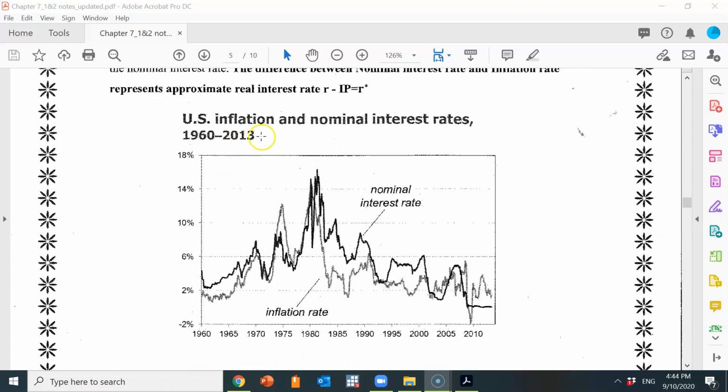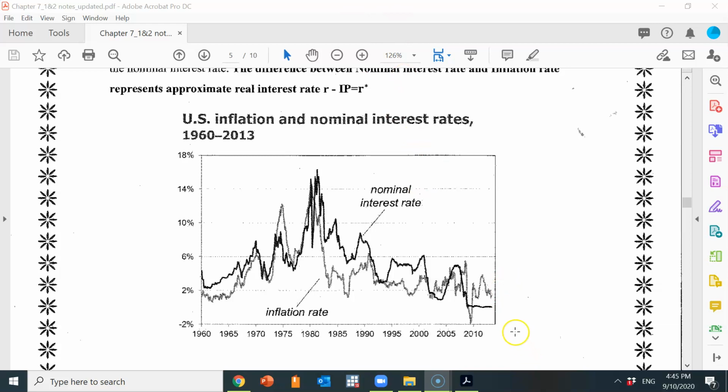Let's look at this graph here. It shows us the US inflation rate and nominal interest rates from 1960 to 2013. You can see the dark line, which is usually above the lighter gray line, is the nominal interest rate. The gray line, the lower line, usually is the inflation rate. In most cases, the nominal rate is higher than the inflation rate. The gap between them is the real risk-free rate or real interest rate, and it is positive most of the time.